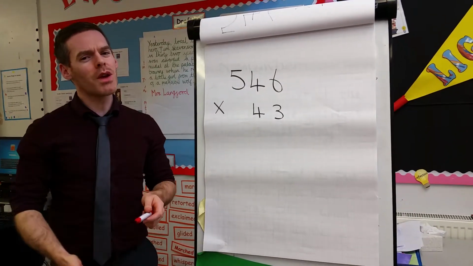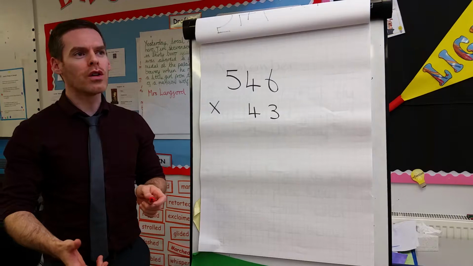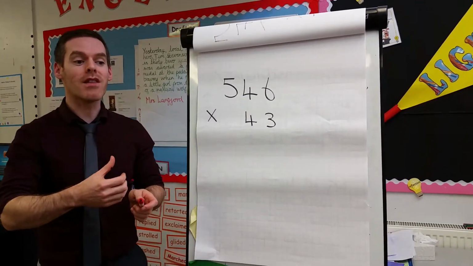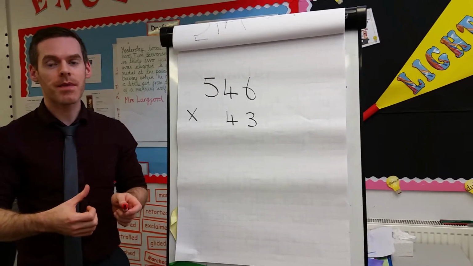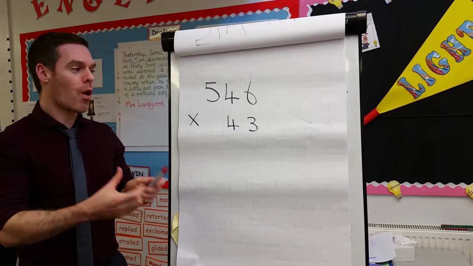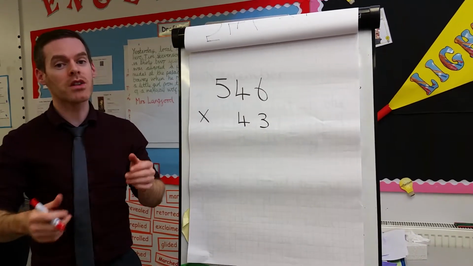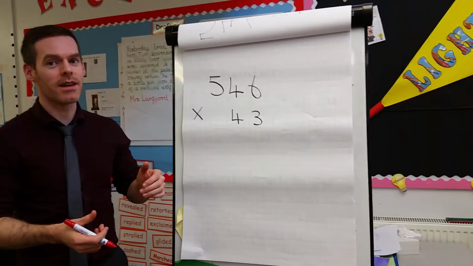Okay, we talked about the grid method in class. And we all discussed the fact that actually there's a lot of steps involved and it's very easy to make lots of mistakes. So we know that the formal method is much more efficient for doing long multiplications like this. And that's what I'm going to talk you through again today.